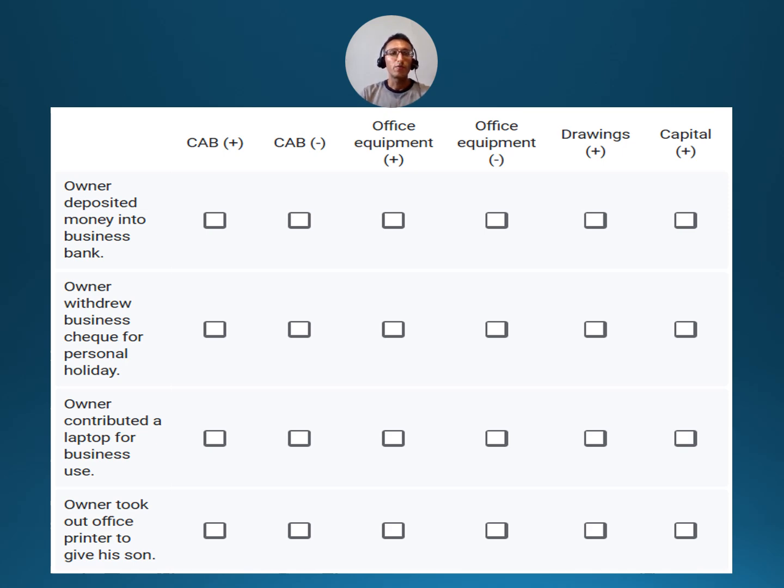Before we even analyze any business transactions, we must always understand that we are looking from the business's point of view. So let's look at the first transaction. The owner deposited money into the business bank. By now you would know that anytime the business bank is affected, the cash at bank account will be affected. So cash at bank, from the business perspective, will increase. Therefore, cash at bank goes up.